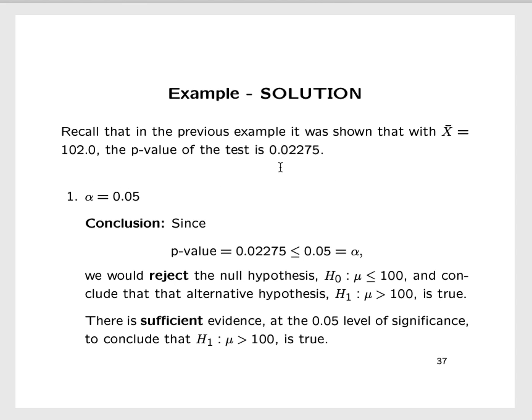the p-value of the test is 0.02275. Now, if we were testing this hypothesis using a significance level of 0.05, then since the p-value, 0.02275, is less than or equal to 0.05, which is alpha, we would reject the null hypothesis and conclude that the alternative is true. And we would say that there is sufficient evidence at the 0.05 level of significance to conclude that the alternative hypothesis is true.